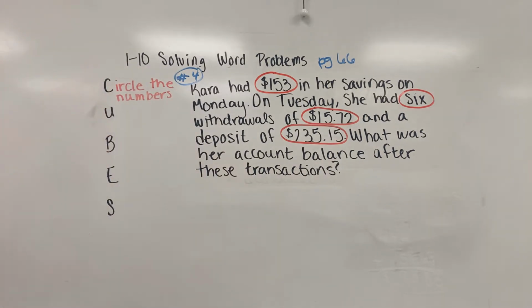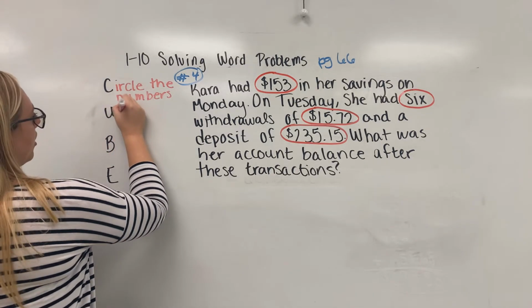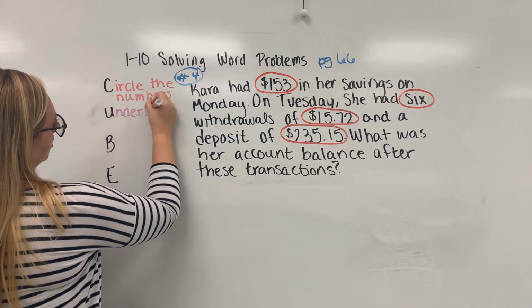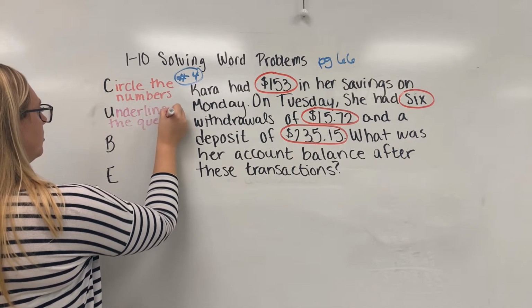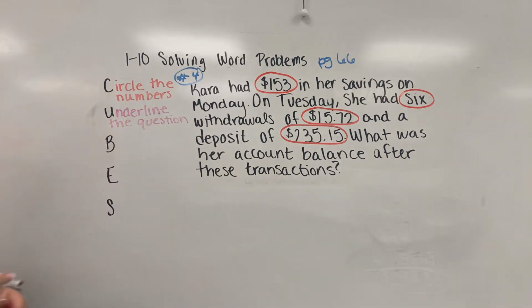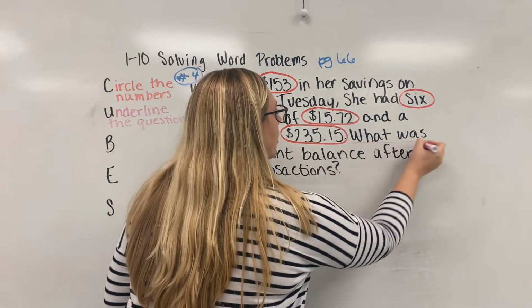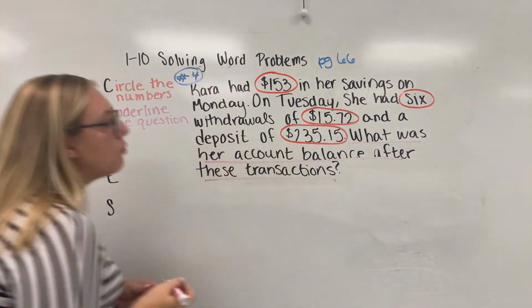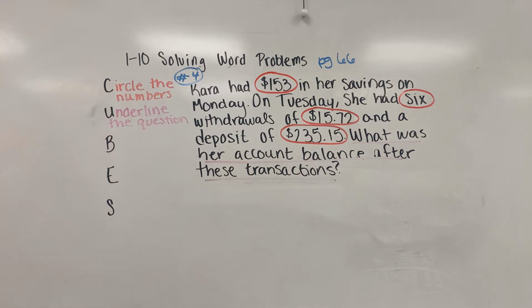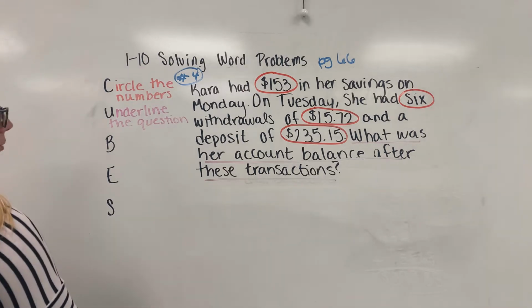Next is going to be the U. The U in this case stands for underline the question. So I'm going to want to underline the question because it's going to help me identify what my question wants me to do. So here our question is going to be, what was her account balance after all these transactions? So we're going to know once she's done taking money out and putting money in, what is the total account number that's in her account for her bank? Okay, once we finish doing that, we're on to B.